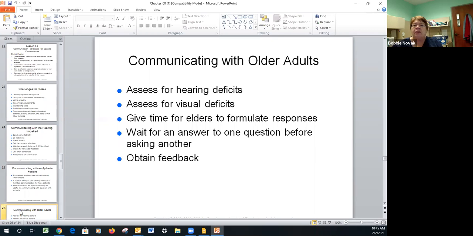Older adults, we want to make sure that they don't have a hearing deficit or a visual deficit before we start talking to them. We need to slow down and give them time to answer questions, and wait for that answer of one question before we ask another question, because that's just going to confuse the issue. And get feedback to make sure that they're hearing what you're saying. Okay.